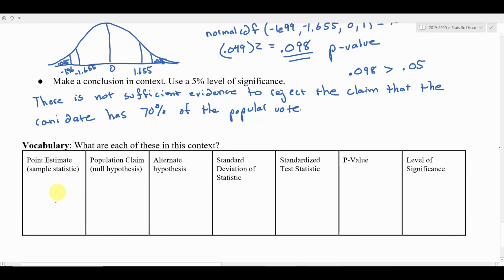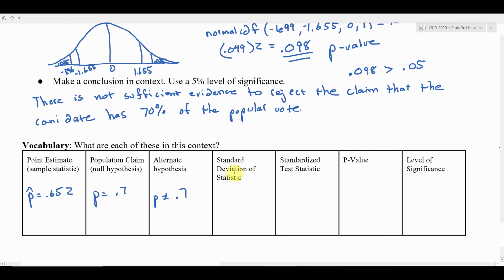So let's just run through the vocabulary stuff real quick. The point estimate, we got that from the data that we collected. So we had 163 out of 250 people say that they were going to vote for the candidate. So that is our point estimate that we use for this thing. And we got 0.652 for that. The population claim, or the assumption that the candidate made, was 0.7, which means our alternate hypothesis has to be the contradictory statement to that. And based on the wording in the problem, they wanted it to just be different from 0.7, so we used a not equal to sign there.